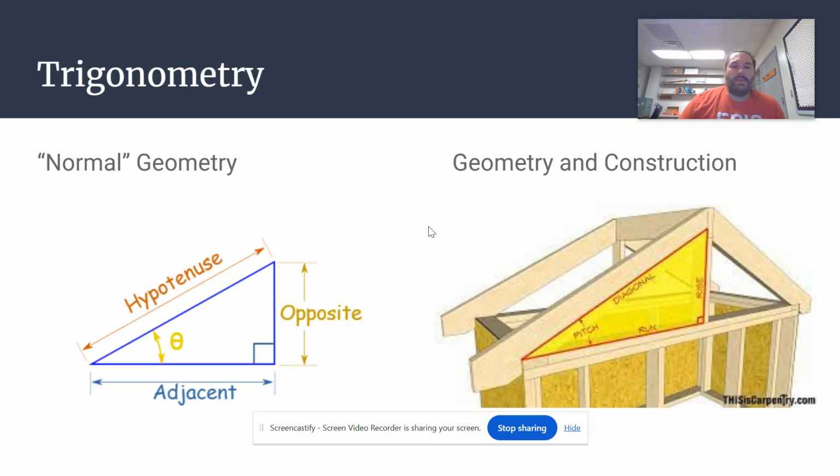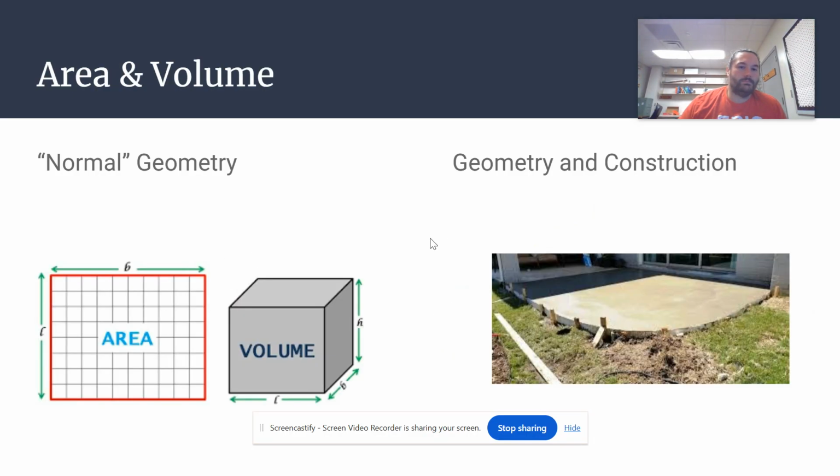And one of the biggest things we talk about in geometry class is trigonometry. We'll use trigonometry to do things like find the angle of a roof or how long a diagonal rafter is in the roof structure we're building, for example.